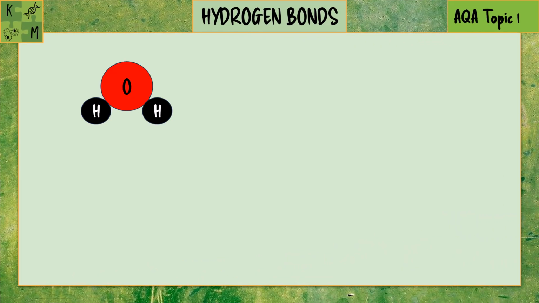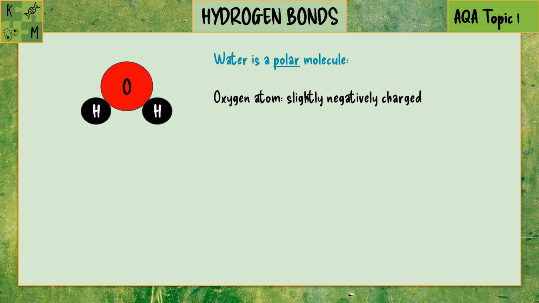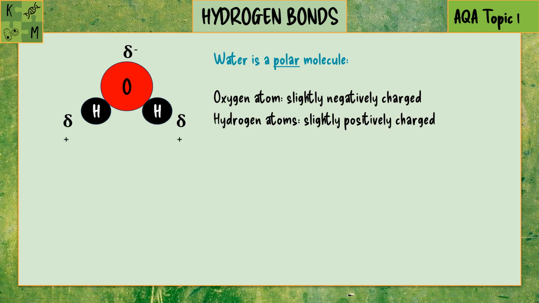We refer to water as a polar molecule. What this means is within the covalent bond between the oxygen and hydrogen atoms, the electrons are not shared equally. This leaves the oxygen atom slightly negatively charged, while the hydrogen atoms have a slight positive charge. We can refer to this as delta positive or delta negative.